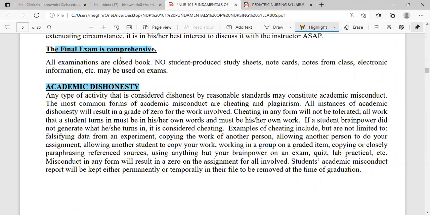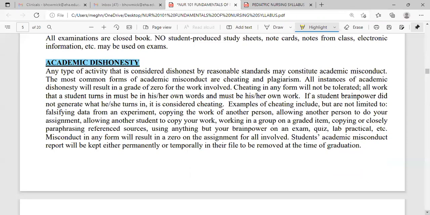So all exams are closed book. No student may use a study sheet or any kind of notes from class, and electronic information may not be used on the exam. Next, academic dishonesty. It is good to read before signing. If you are okay, it's fine.